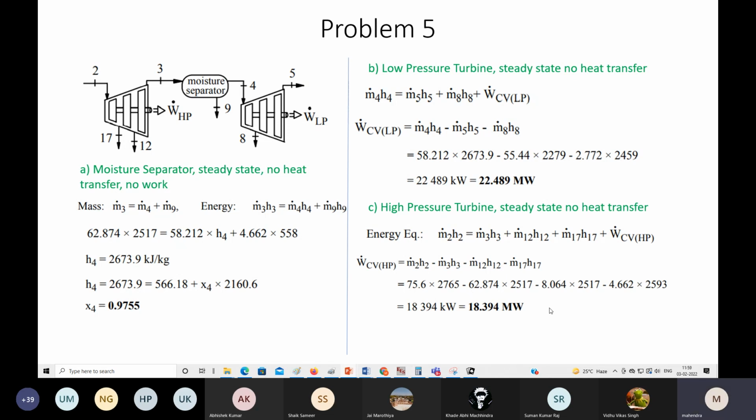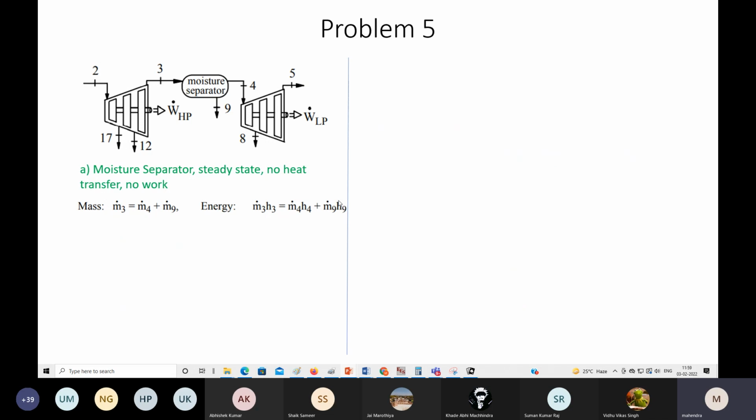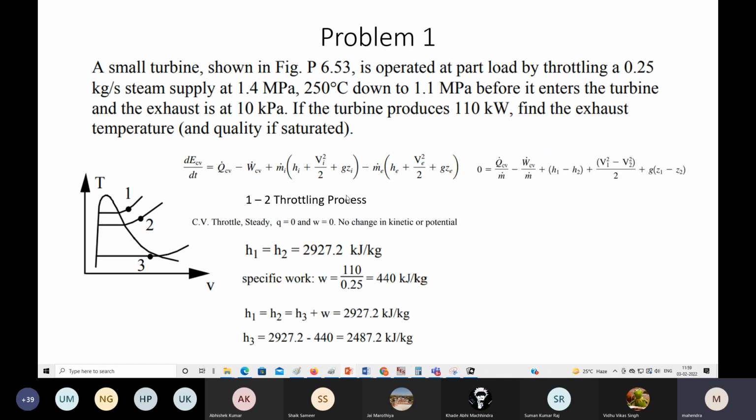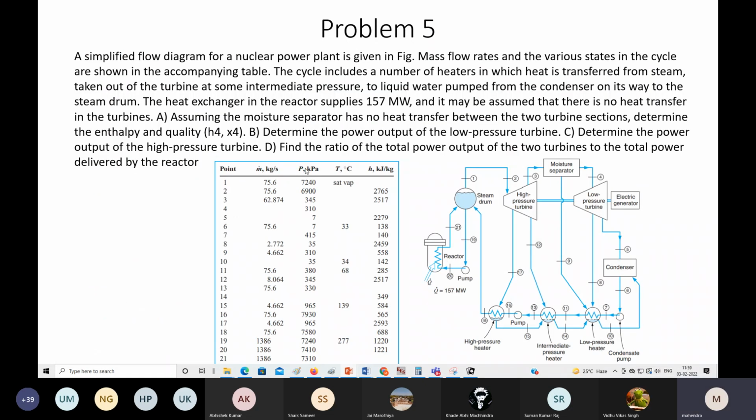Now what is being asked over here? Problem D is asking you to calculate efficiency. What is the net output work you are getting? This plus this, that is coming around 40. But what is the equivalent energy we have been given? Heat energy. Here, in the problem it is given: the heat exchanger in the reactor supplied 157 megawatts. So that is Q in.